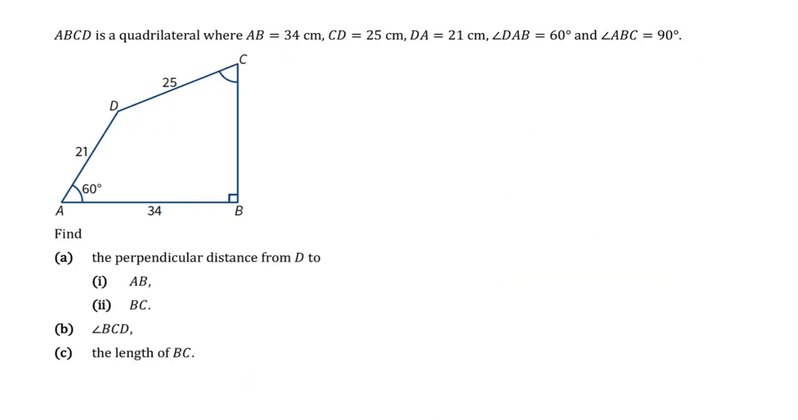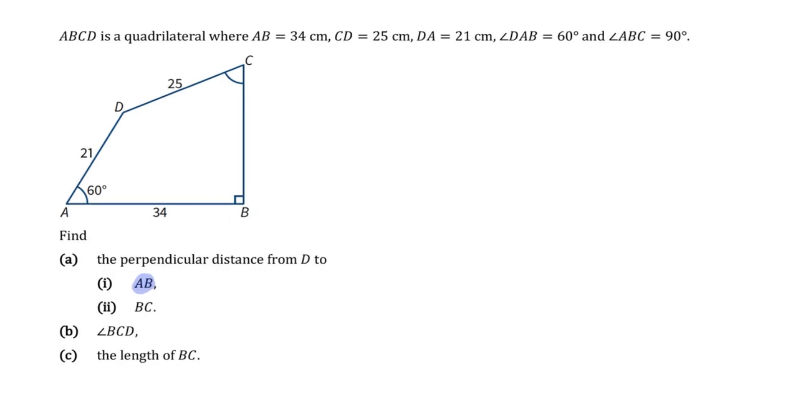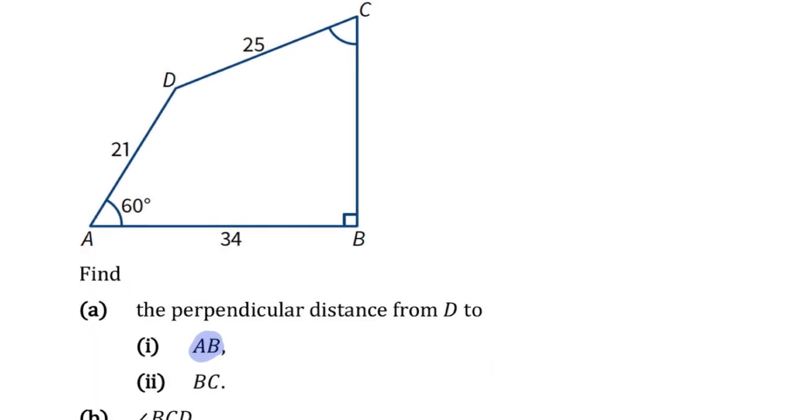Hello everyone, welcome to this question where we are given this quadrilateral ABCD and some of the lengths are given as well as the angles. Find the perpendicular distance of D to AB and BC. Okay, I'm going to now first construct this line first. So, this is what I'm going to do. First of all, we do need to know roughly where is this line. So, it will be here.